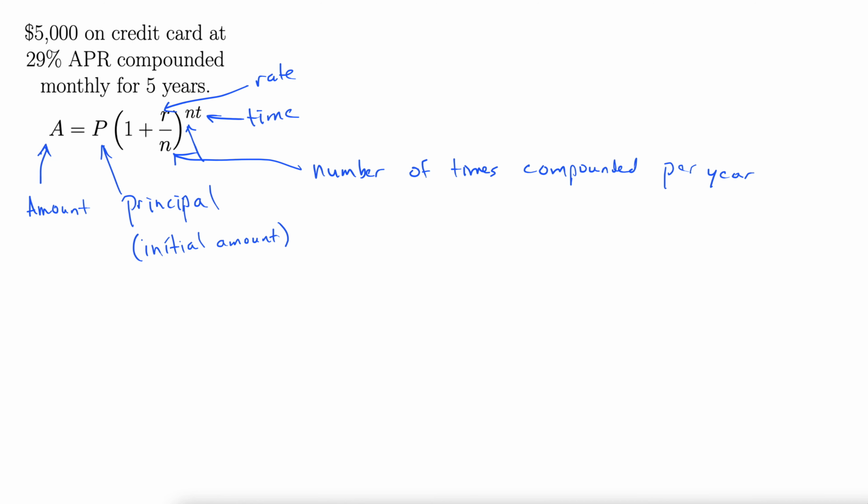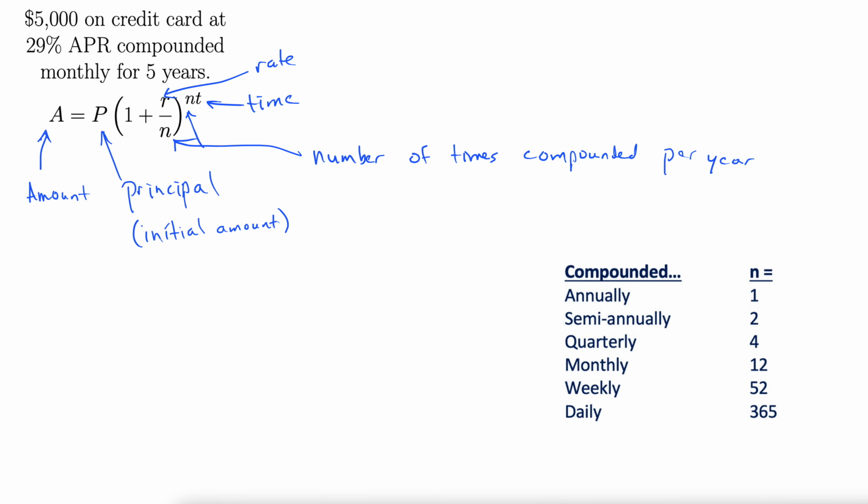So here's a summary of the different n values. If it's compounded annually, we have n equals 1, semi-annually, n equals 2, quarterly, n equals 4, right? How many times a year is it done? If it's compounded every month, well, there's 12 months in a year, so n equals 12. Weekly, 52 weeks in a year, n equals 52, daily, 365, etc. You can compound it every minute, every second, even every instant, but that's going to be a different formula. We'll talk about that later.